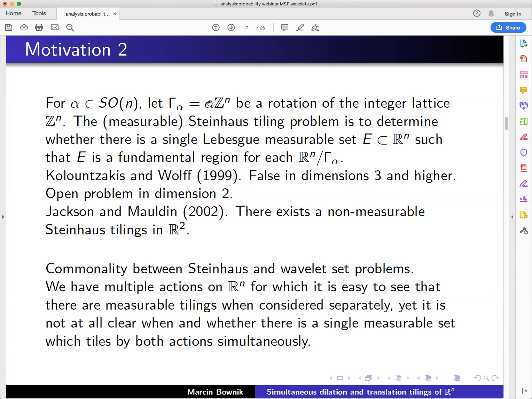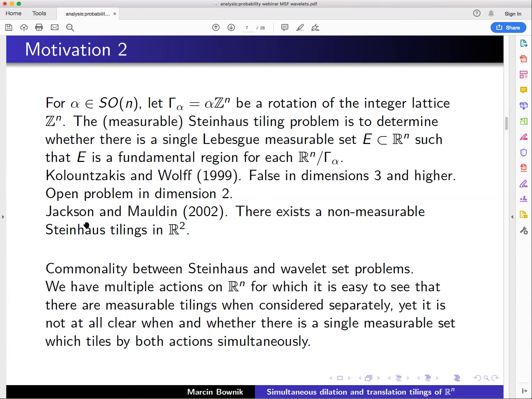So now using Fourier transform methods, Kolountzakis and Wolff in 1999 have shown that this is false in dimension 3 and higher. But this is sort of unusual. This problem is actually still open in dimension 2. So I mean, that's somehow strange. Normally when you have those types of problems like Kakeya problems, anything that's somehow non-trivial in Euclidean Fourier analysis, those things are non-trivial in higher dimensions, and dimension 2 is fully understood, but not here.